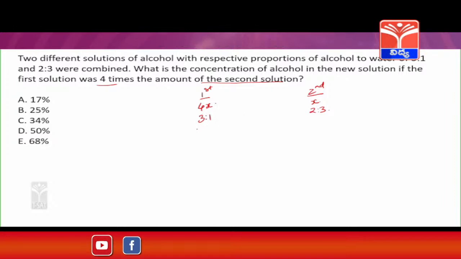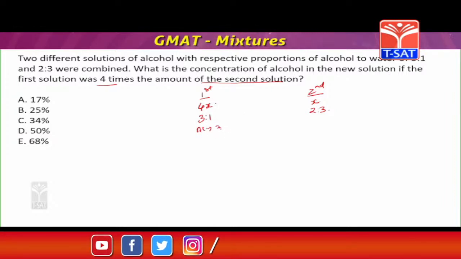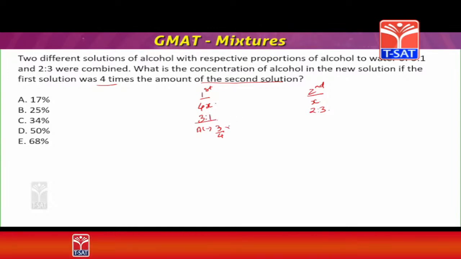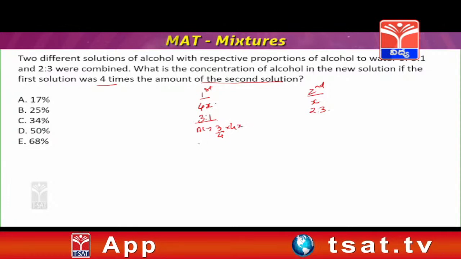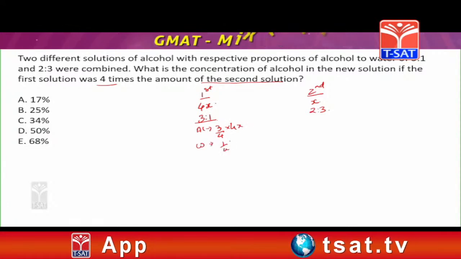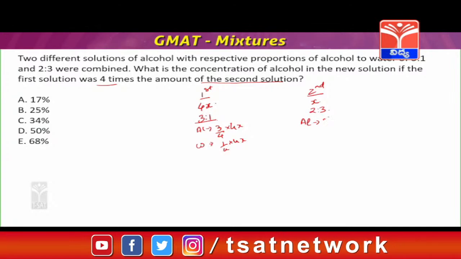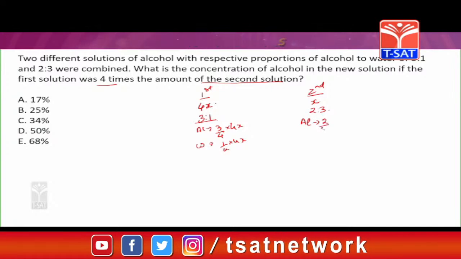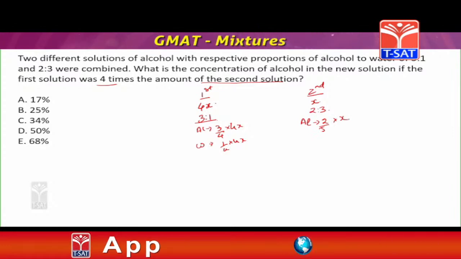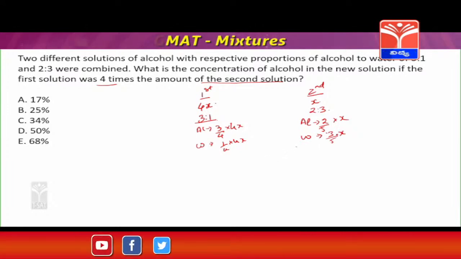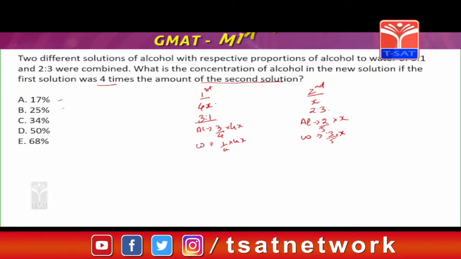So, let us say alcohol will be equals to 3 divided by the total 3:1, 3 plus 1 is 4, 3 by 4 into 4x, and water will be 1 by 4 into 4x. So, for the second solution alcohol will be alcohol is to water is 2:3. So, it will be 2 divided by 5 into x and water will be 3 divided by 5 into x. So, they are asking what is the concentration of alcohol and the answer options are in percentages.